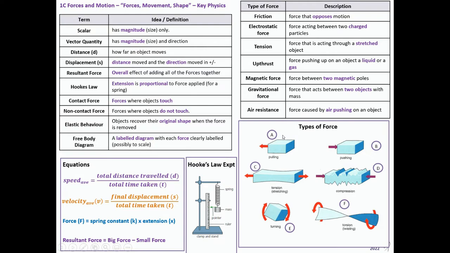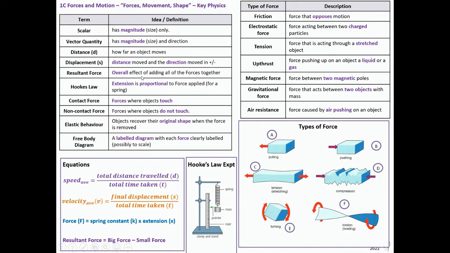Okay, so this is a quick topic introduction for 1C, forces and motion, iGCSE physics, with forces, motion, or movement and shape. We've got a few tables of information. We need to know the terms scalar and vector quantities, so the difference: one has magnitude or size and direction. Distance D instead of S for displacement. So we've got distance moved and direction in a plus or minus, or just how far you've moved.